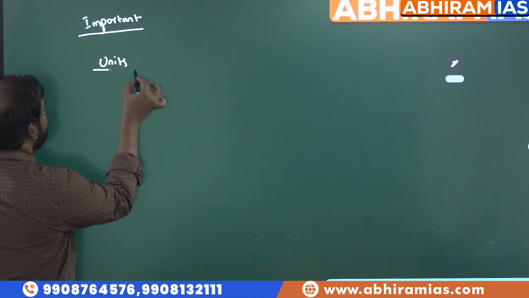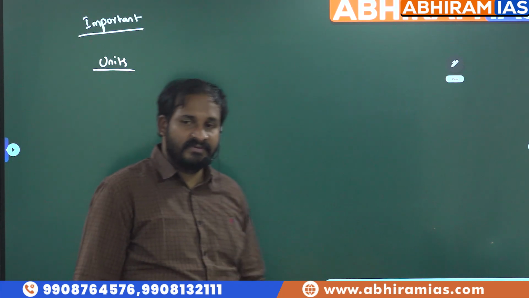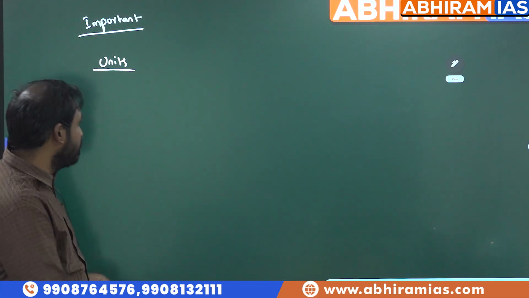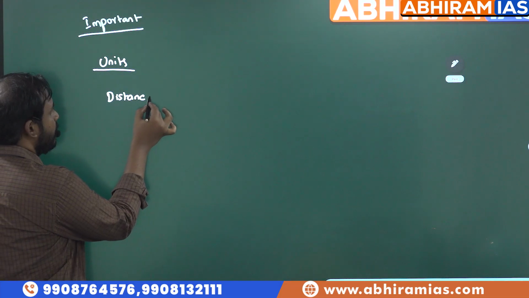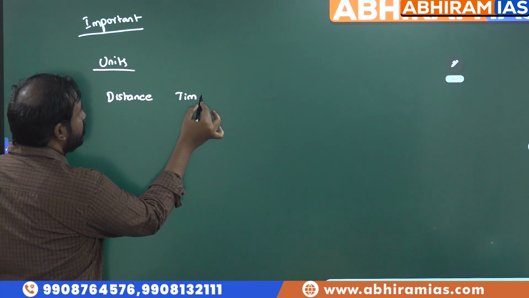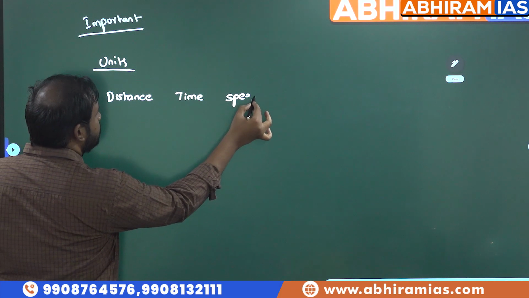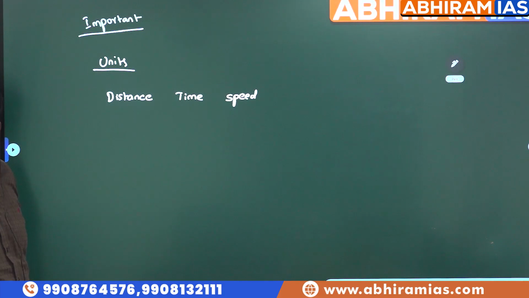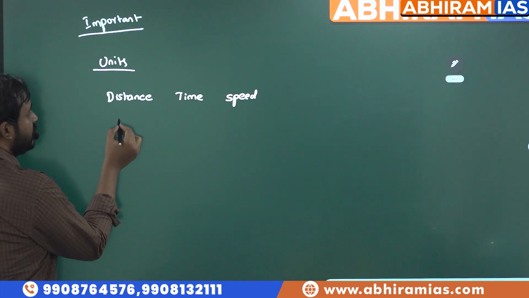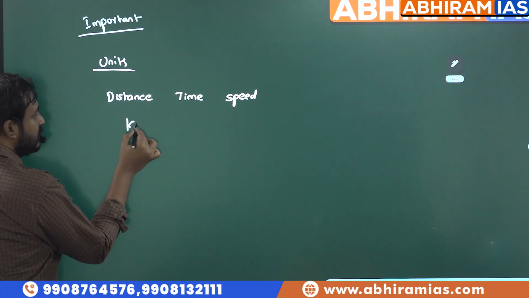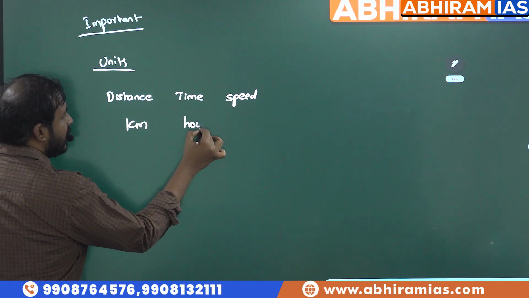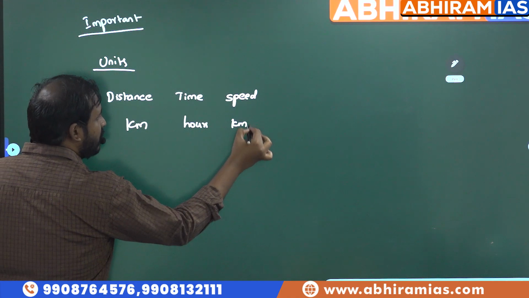Now, what are the major units or components? Whenever we see the time and distance concept, we will have three components: distance, time, and speed. Distance is in kilometers, time in hours, and speed will be kilometer per hour.